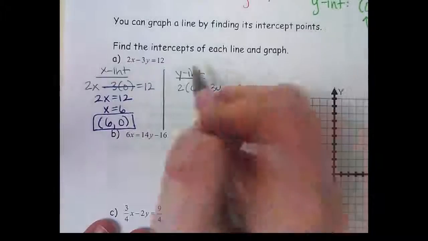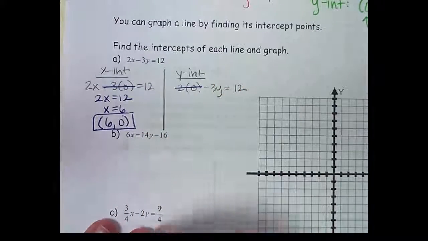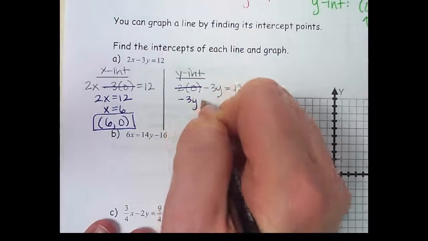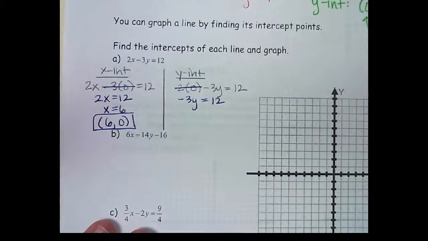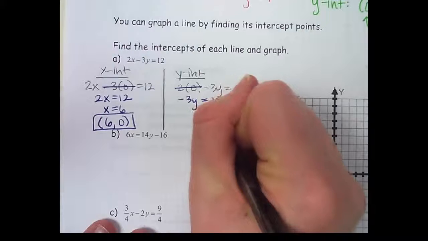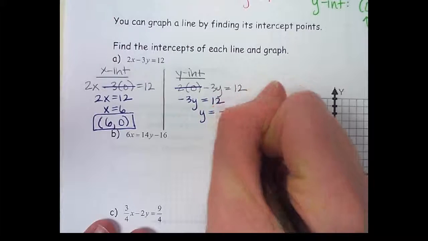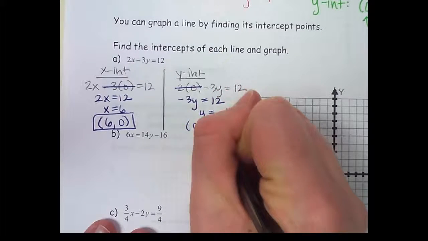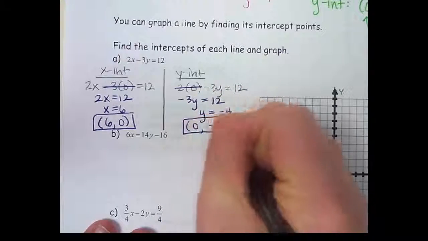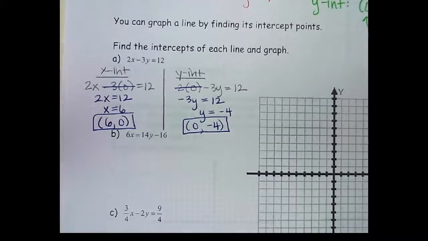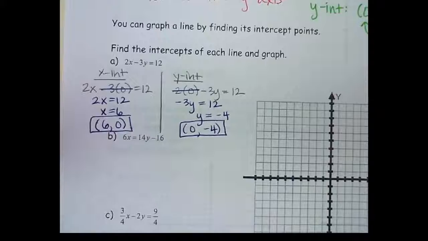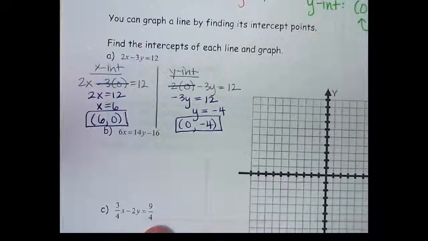And then the y-intercept, the 2 times the 0 goes away. So negative 3y equals 12. So y equals what? Negative 4. And that coordinate point is 0, negative 4. So when you're finding x and y intercepts, you have 2 coordinate points, and then you can graph those.